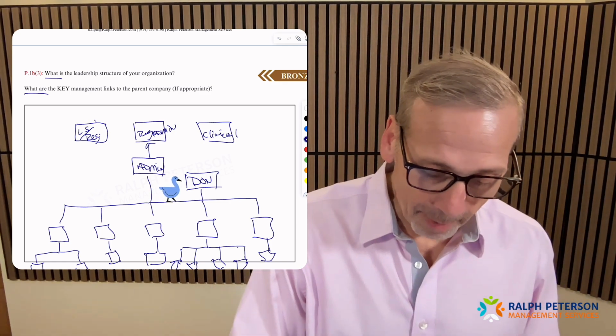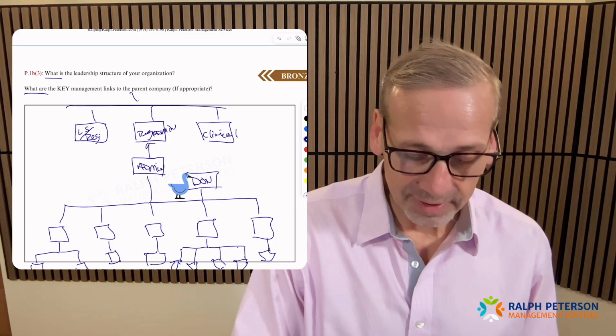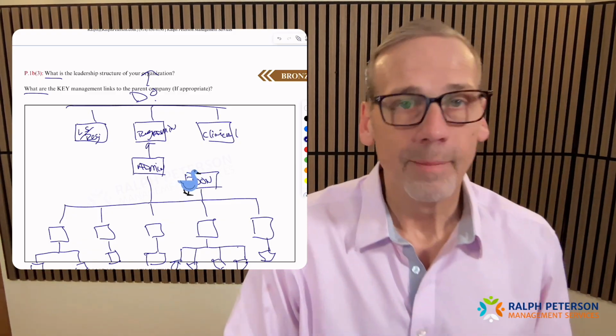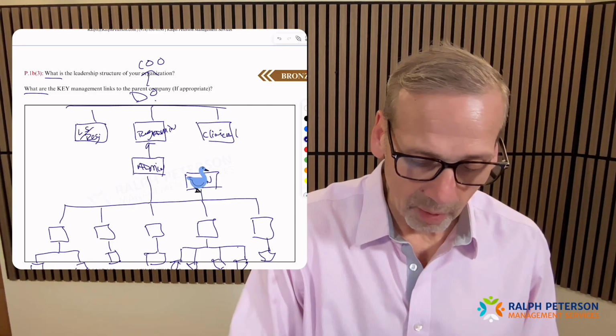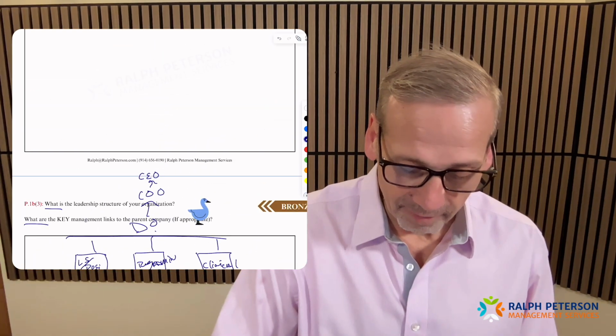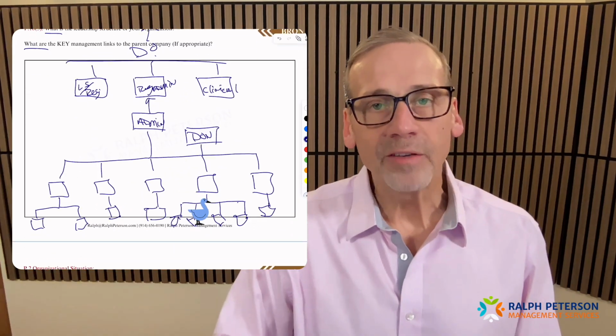And then above them maybe there's a director of operations or a VP, and then above them, maybe there's a COO, and then above them is a CEO, and then maybe even above them is a board. Right, so that's really what we're looking for.